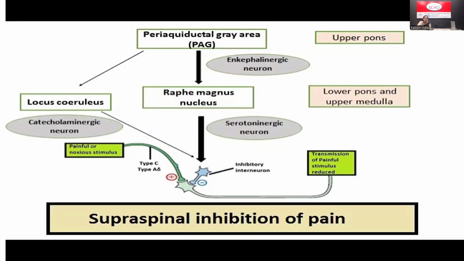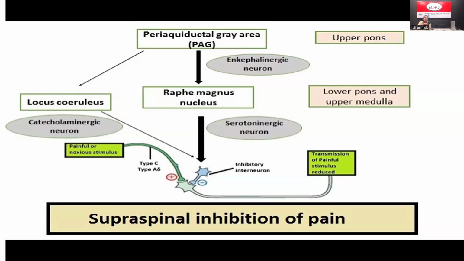And this periaqueductal gray area also influences or sensitizes the catecholaminergic neuron, which is present in the locus coeruleus. So through the enkephalinergic neuron, serotonergic neuron, and catecholaminergic neuron, what will these neurons do? Through the opioid peptides released by activation of the enkephalinergic neuron, and through activation of the catecholaminergic neuron, there will be release of adrenaline and so on. And all these chemicals will act on the dorsal horn of the spinal cord through the inhibitory interneuron.